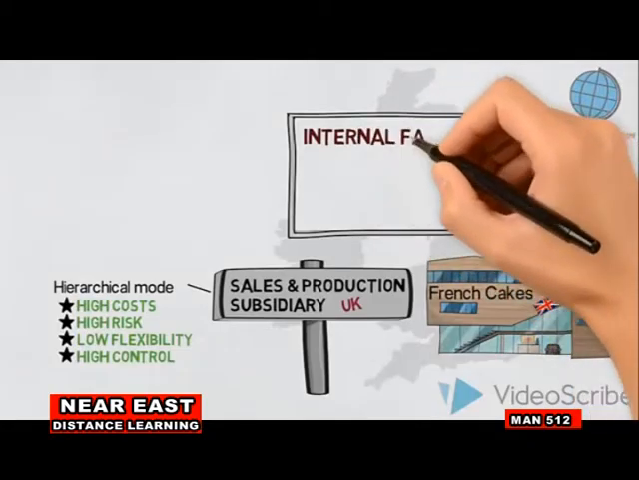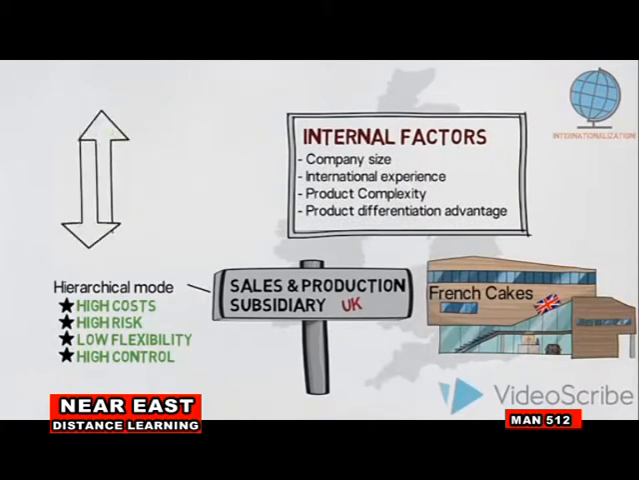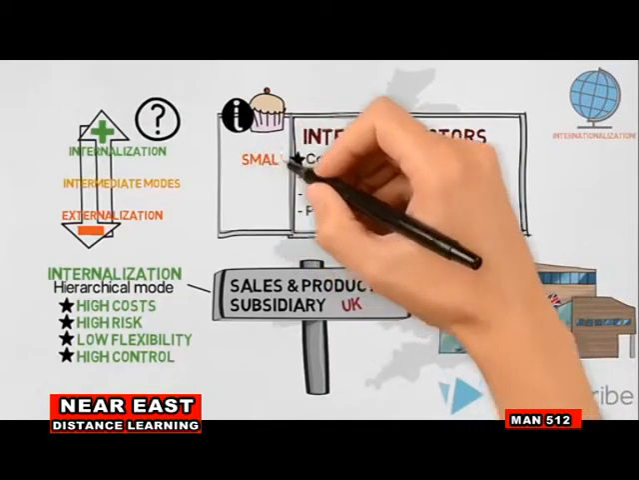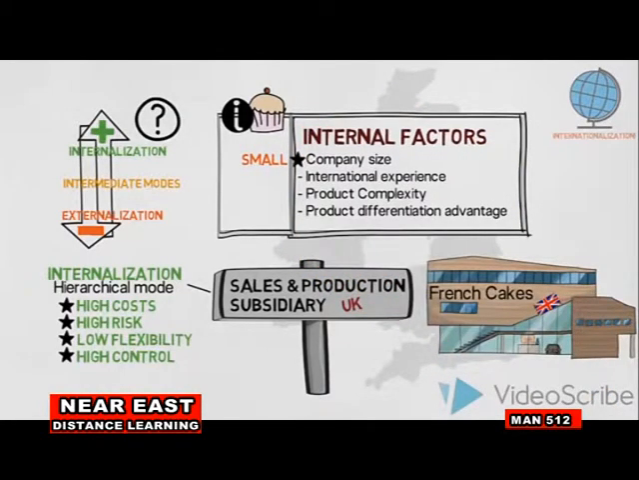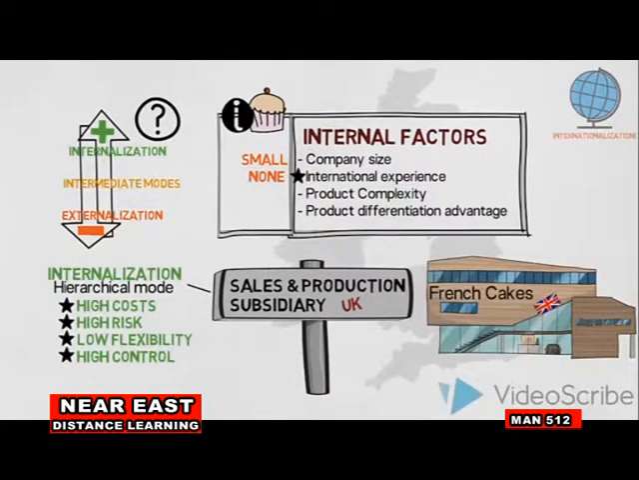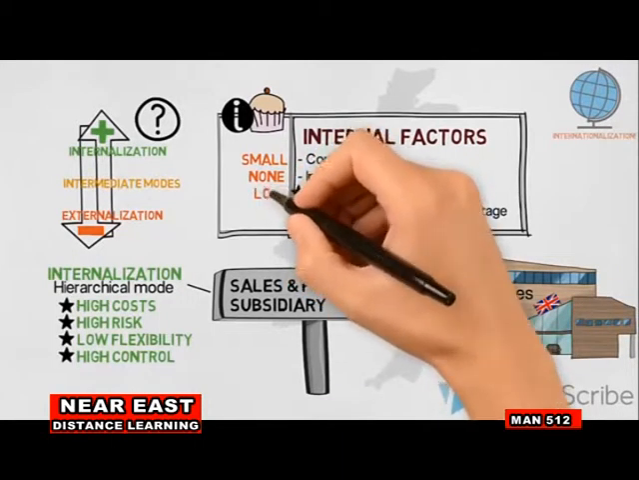Let us address the first set of factors, the internal factors. Let us use this visual as we evaluate French Cake's internal factors, and let us see if this will indicate a move towards internalization, as French Cakes are considering. French Cakes is a small company. Their resource availability is low, and therefore a large investment would be risky. They have no international experience. Making use of an external partner's expertise might prove advantageous.